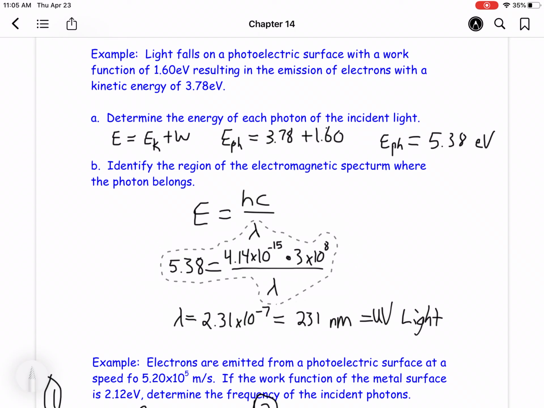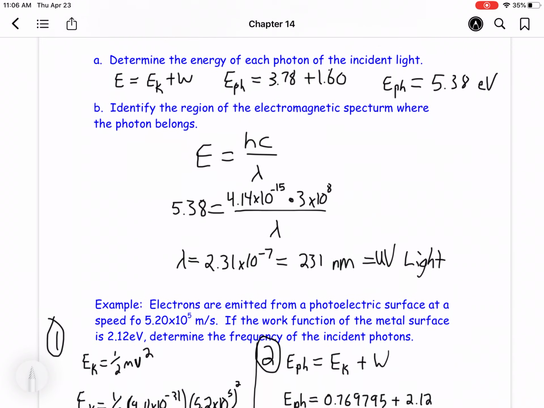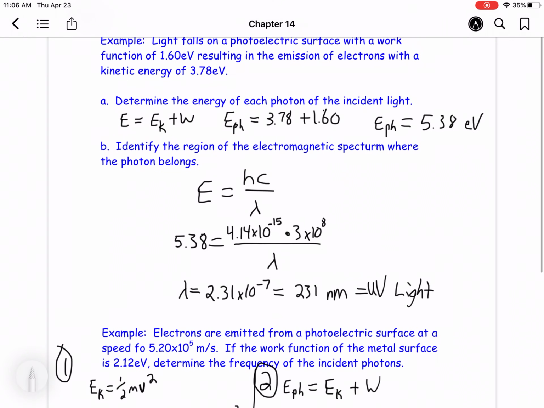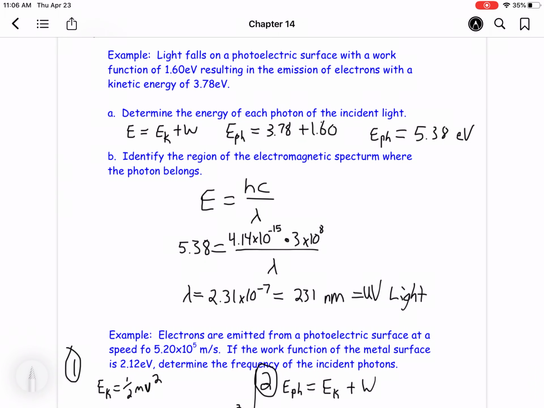Remember, it's very important that we use the 4.14 because that's in electron volts and our energy is in electron volts, right? We do that and we're going to get 2.31 times 10 to the 7 in our calculator. You have to recognize that that's 231 nanometers, which is just into the UV light, okay? Just into the UV light. All right, so there's that question there. Again, take your time, watch what I did, understand why I did those things, okay?